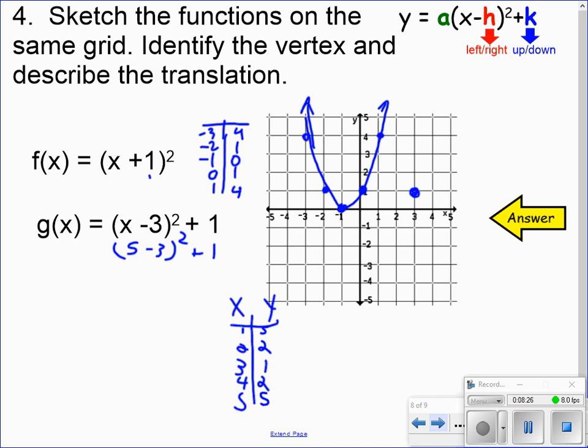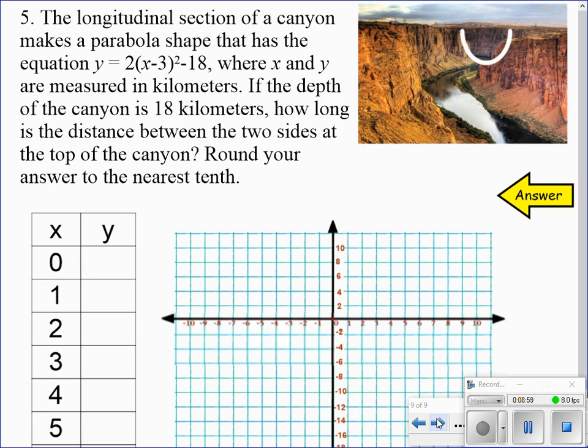So I've got a point at 3, 1. I've got a point at 2, 2. And 4, 2. And I've got a point at 5, 5. And 1, 5. And if I look at the translation here, I know that it moved to the right 1, 2, 3, 4 units, and it moved up 1. So it moved to the right 4 and up 1 from the original graph that we started with.